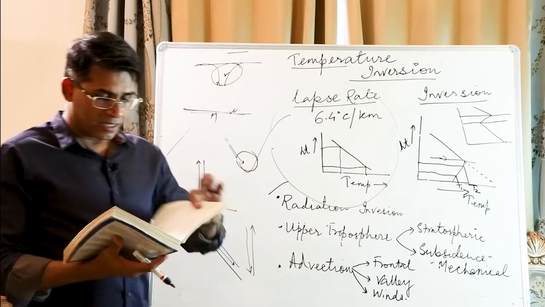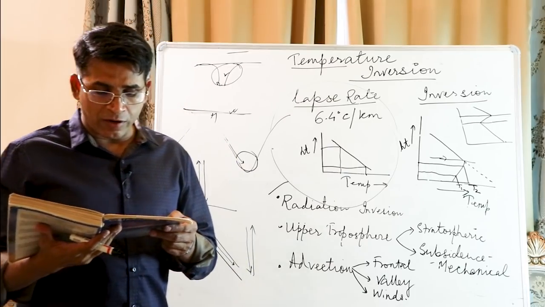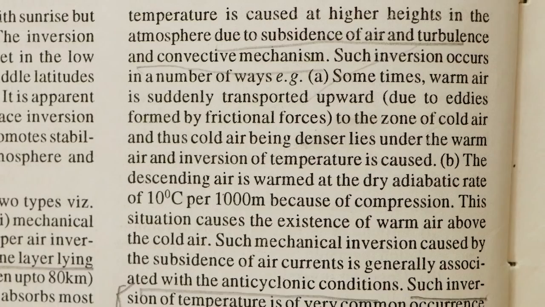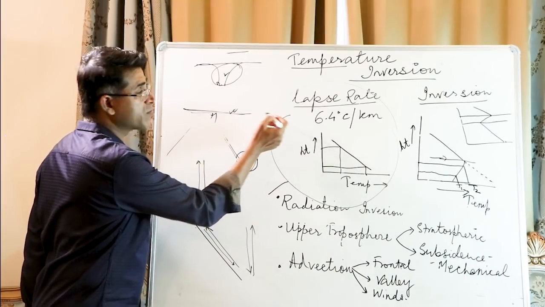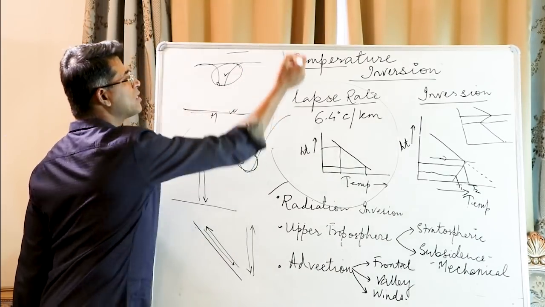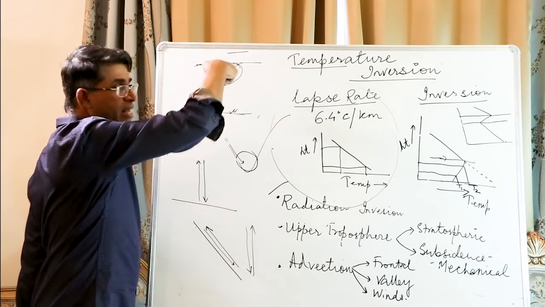So it says because of subsidence of air, such inversion occurs in a number of ways. Sometimes warm air is suddenly transported. I explained the other one: the surface here and the warm air, because of turbulence, suddenly thrown above. So warm air is thrown above, that's one, and this sinking is another one.